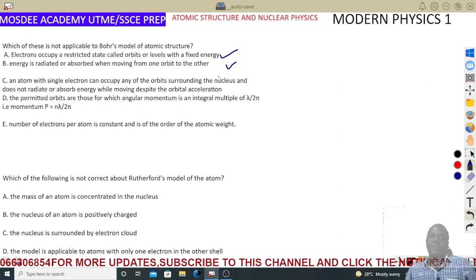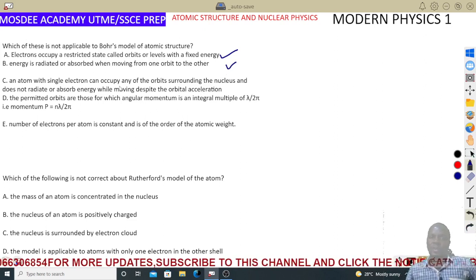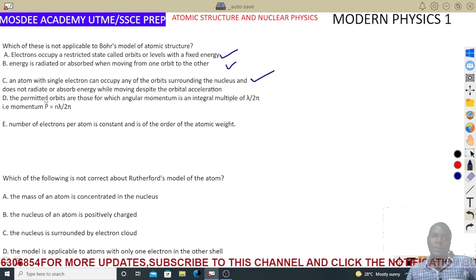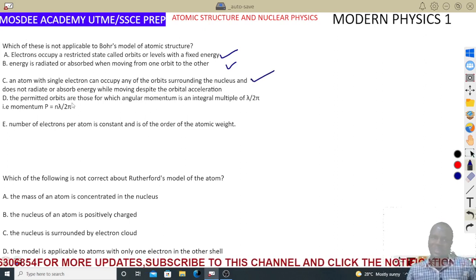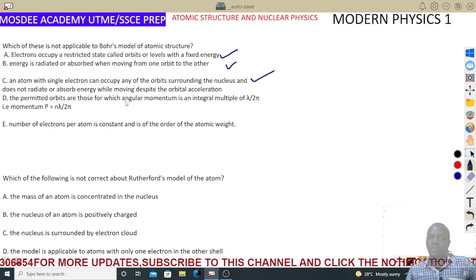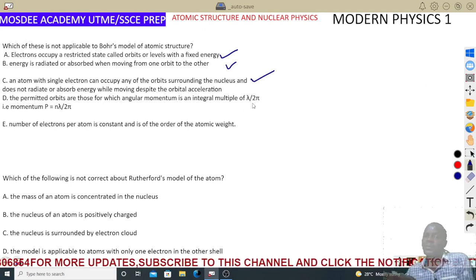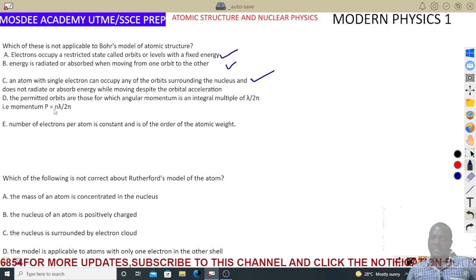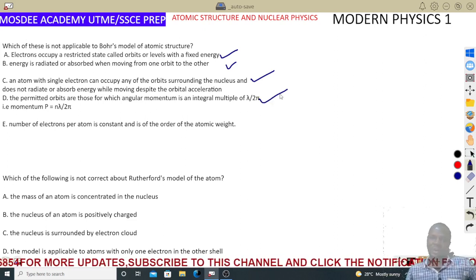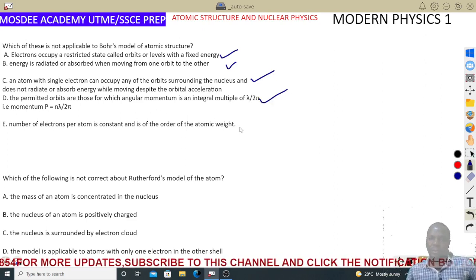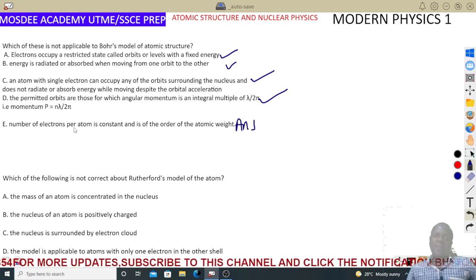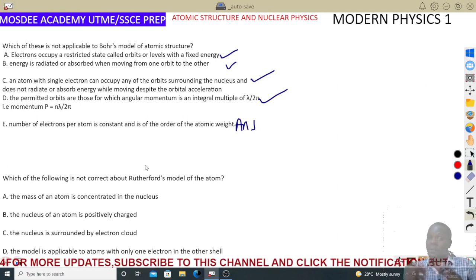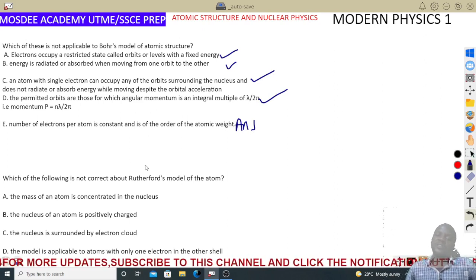We know electrons move from one orbit to another. An atom with a single electron occupying an orbit applies only to hydrogen-like atoms, and this is correct. The permitted orbits are those with angular momentum that is an integral multiple of h over 2 pi. I've talked about this, you can remember that. So definitely the answer to the question is that the number of electrons per atom is constant, which is not in Bohr's atomic model. So please, if you understand concepts, questions are going to be easy.